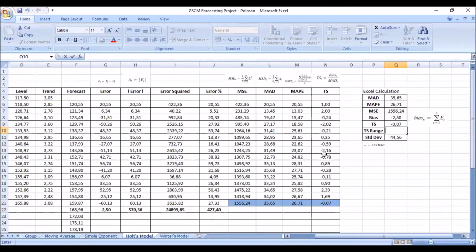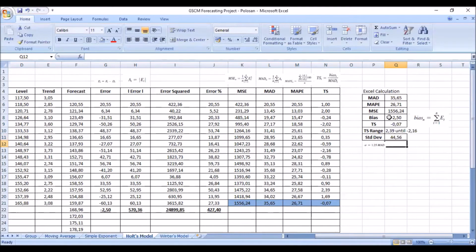And then for the TS, we're just gonna find the highest one first, which in this case is 2.39, until negative 2.16, which is actually quite good though. And for the standard deviation, just don't forget to multiply 1.35 with the MAT.